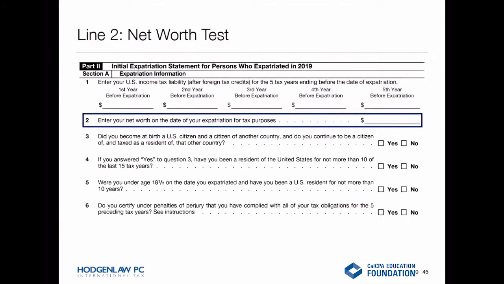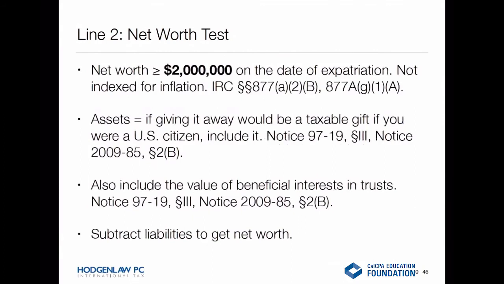Next is the net worth test, and this one is line 2. It just says enter your net worth on the date of your expatriation for tax purposes. So if you have a net worth greater than or equal to $2 million on the date of expatriation, that makes you a covered expatriate.